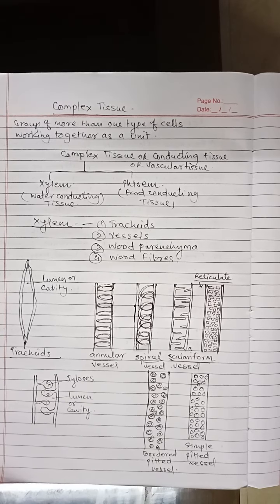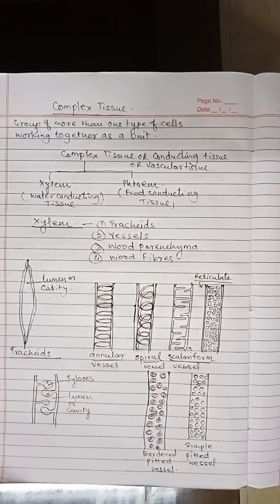Complex tissue is a group of more than one type of cells working together as a unit. They are called the complex tissue. The complex tissue are also called vascular tissue or conducting tissue. The complex tissue are of two types, xylem and phloem.